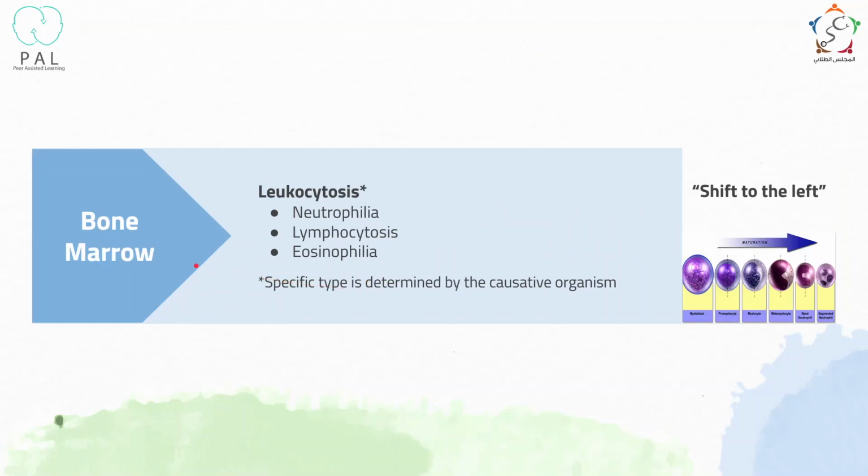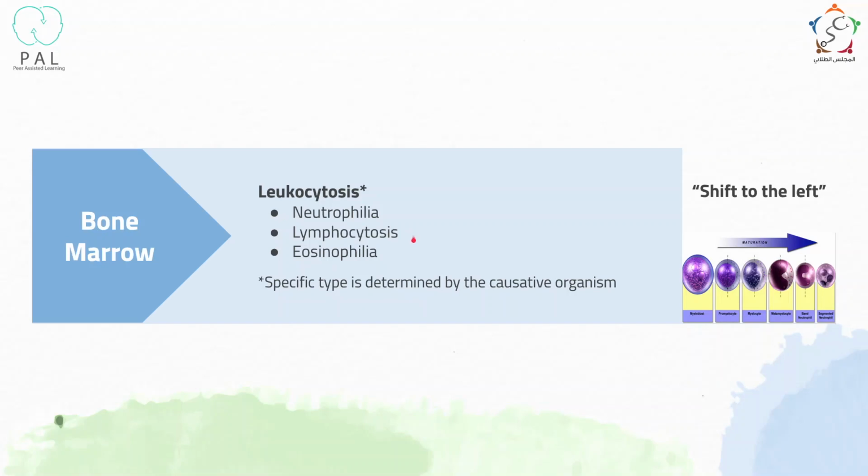Now, in the bone marrow, this is also an acute phase reaction. There can be leukocytosis. Leukocytosis means an increase in the number of leukocytes. It can either be neutrophilia, lymphocytosis, or eosinophilia. Now, the specific type is determined by the causative organism. So neutrophilia is usually caused by bacterial infections. Lymphocytosis is caused by viral infections. This is very important for you to know. You're going to take it in other lectures as well, but just keep in mind neutrophilia is caused by bacterial infections. Lymphocytosis is caused by viral infections.